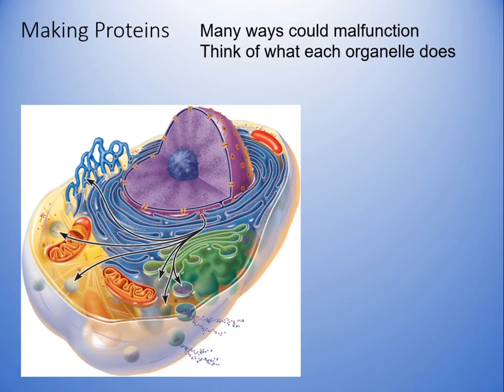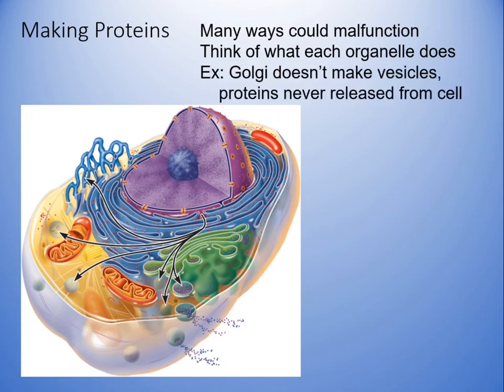So we've been talking about cystic fibrosis, and there are actually many ways that cystic fibrosis can work. Cystic fibrosis can occur from a lot of different malfunctions in this assembly line. The protein might not be folded correctly. The protein might not make it to the cell membrane in the right place. So you have to think of what each organelle does and how it could malfunction, leading to the non-working of a protein. An example: the Golgi doesn't make vesicles, so the protein is never released from the cell into the body.